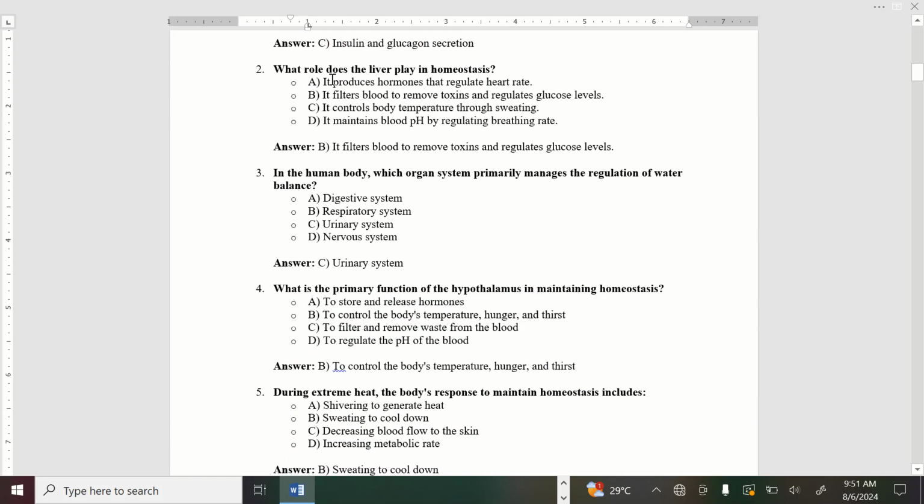The next MCQ is: what role does the liver play in homeostasis? A. It produces hormones that regulate heart rate. B. It filters blood to remove toxins and regulates glucose level. C. It controls body temperature through sweating. D. It maintains body pH by regulating breathing. So the correct option is B. It filters blood to remove toxins and regulates glucose level.